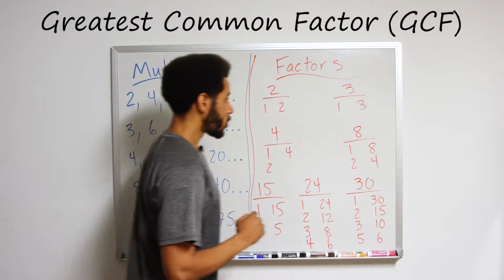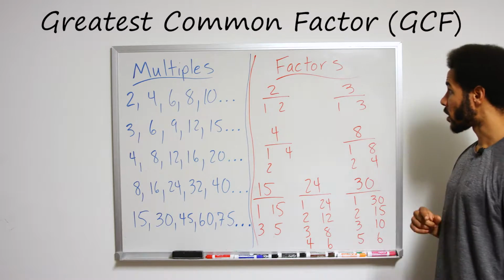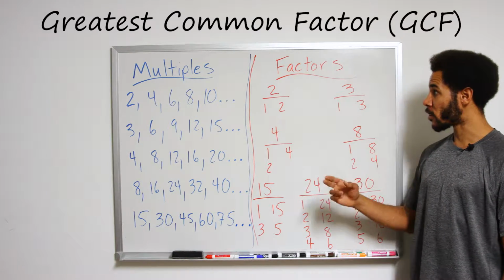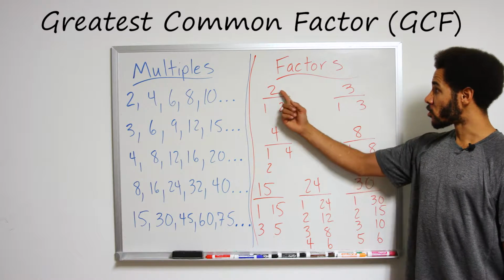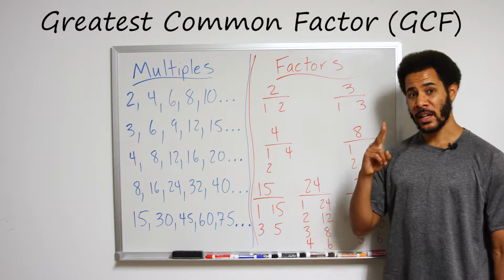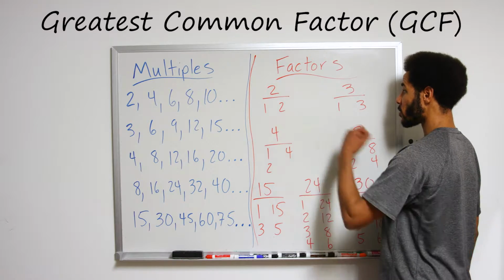If we look at factors, we're now thinking in terms of division. We want to know how many numbers can multiply together to create a given value. So 2 and 3 are both prime numbers. They have exactly 2 factors, 1 and themselves.